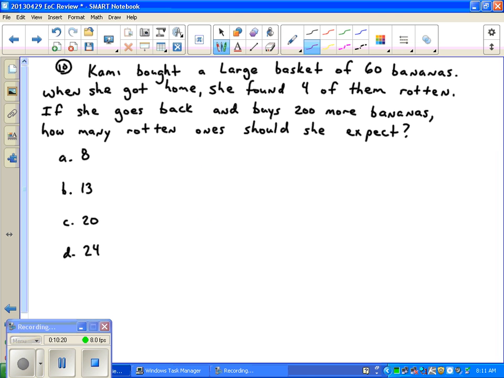Number 10 says, Cammy bought a large basket of 60 bananas. If she brought them home, 4 of them were rotten. If she goes back and gets 200 more, how many rotten ones should she expect in that bunch there? So there are 4 rotten ones in 60 bananas. If you set this up opposite this, watch, it's still going to come out to be the same. So this is saying out of the total, how many of them are rotten.